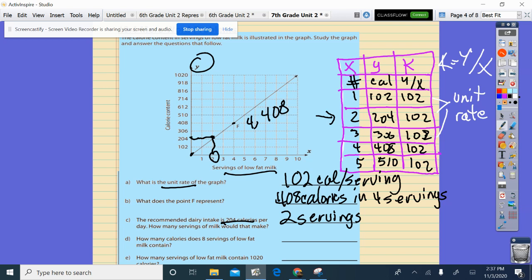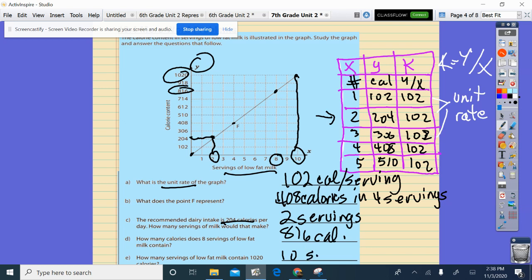How many calories does 8 servings of low-fat milk have? Well, I start here at 8. I travel up. Here, let me erase this since we've already answered that question. Come up here to that point, come over here. Well, that's 816 calories. And the last one, E, is how many servings of low-fat milk contain 1,220 calories? Well, again, I come up here, I find 1,220, I continue over here, I find that it intersects the line there, and I come all the way down here. That is 10 servings.